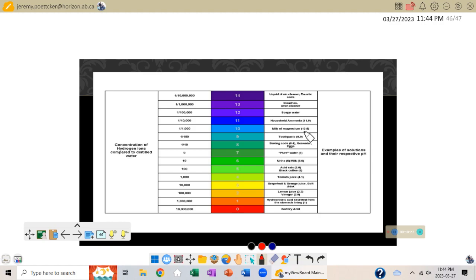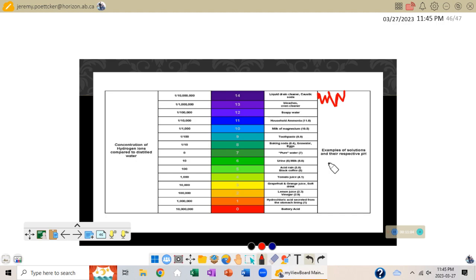Milk of magnesia, which can be used to help an upset stomach. Household ammonia, you see it there. Soapy water, bleaches and oven cleaners, liquid drain cleaner, caustic soda. As we get up to this end of things here, these are nasty things. You don't want to spill these on yourself. And they're not acids. They're super strong bases. As we move towards this end here too, right?